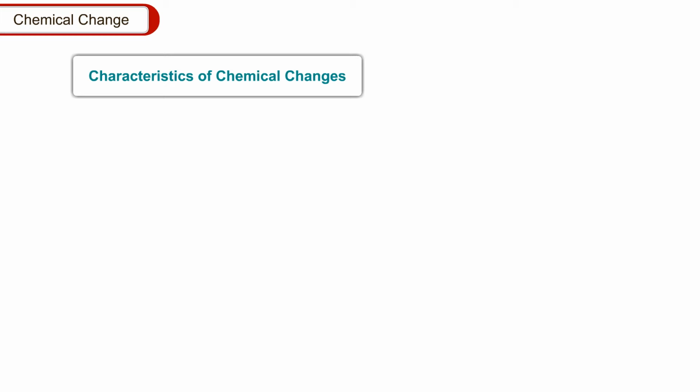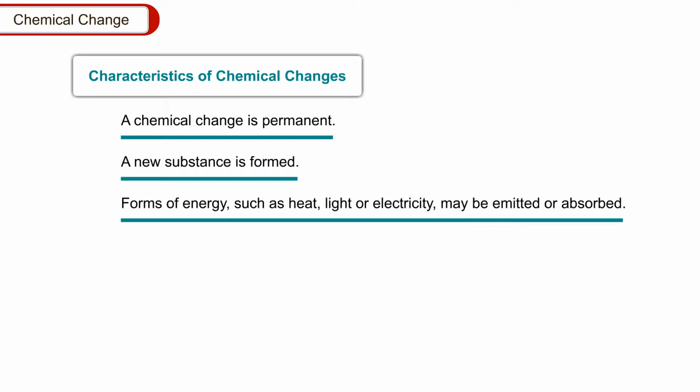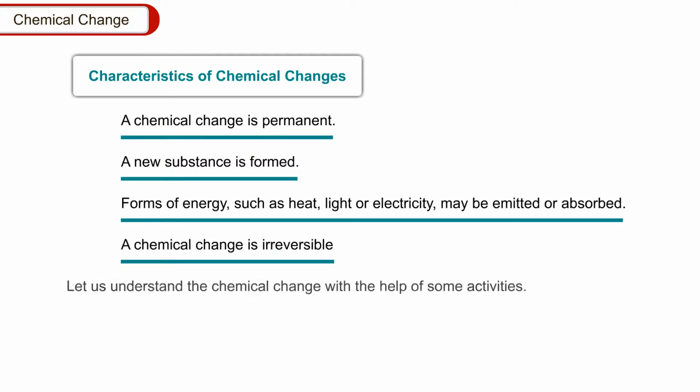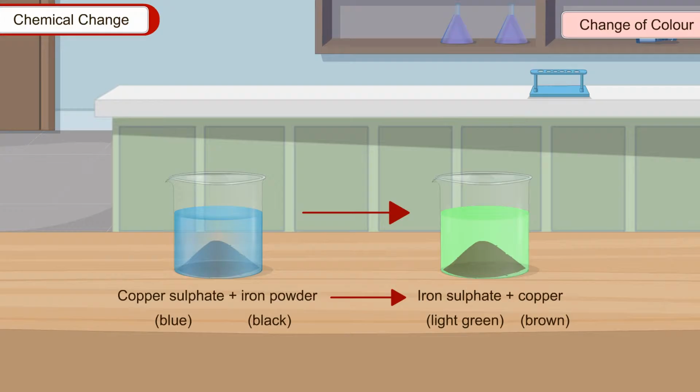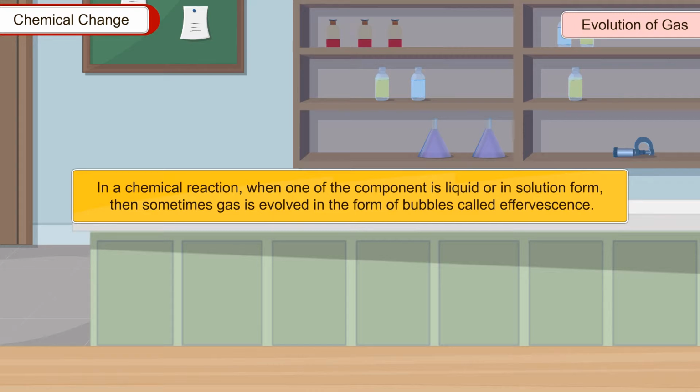Characteristics of chemical changes. A chemical change is permanent. A new substance is formed. Forms of energy such as heat, light, or electricity may be emitted or absorbed. A chemical change is irreversible. Let us understand the chemical change with the help of some activities. Change of color. In a chemical reaction, the color of reactants changes. Evolution of gas. In a chemical reaction, when one of the components is liquid or in solution form, then sometimes gas is evolved in the form of bubbles called effervescence.